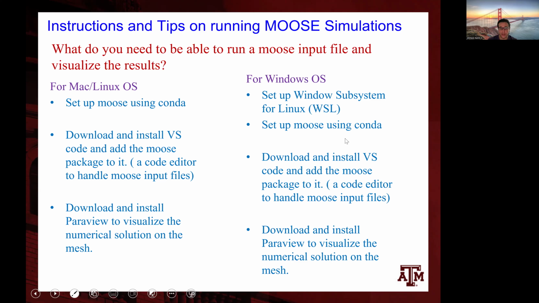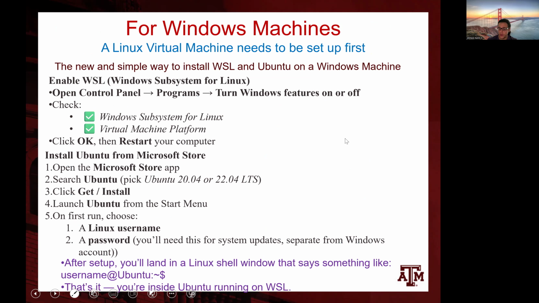So again, this is just to summarize the three different steps that we are going to do to set up the entire environment. Again, if we have a Mac or Linux machine, then we can directly go to the first step. For Windows, we have to do this prerequisite step of enabling the WSL. To do that, it's straightforward. So basically you go to the control panel.